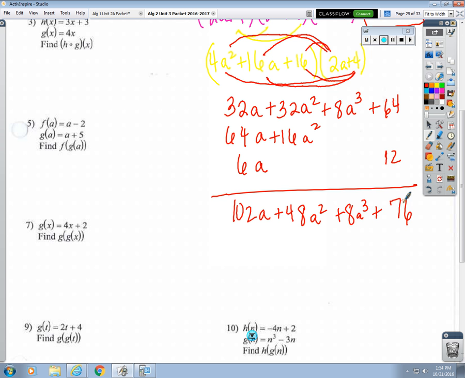How would you write the final answer? 8a cubed plus 48a squared plus 102a plus 76. What is the name of this polynomial? It is not quadratic. It's cubic. And then there's no special name for it. You just say polynomial with 4 terms.